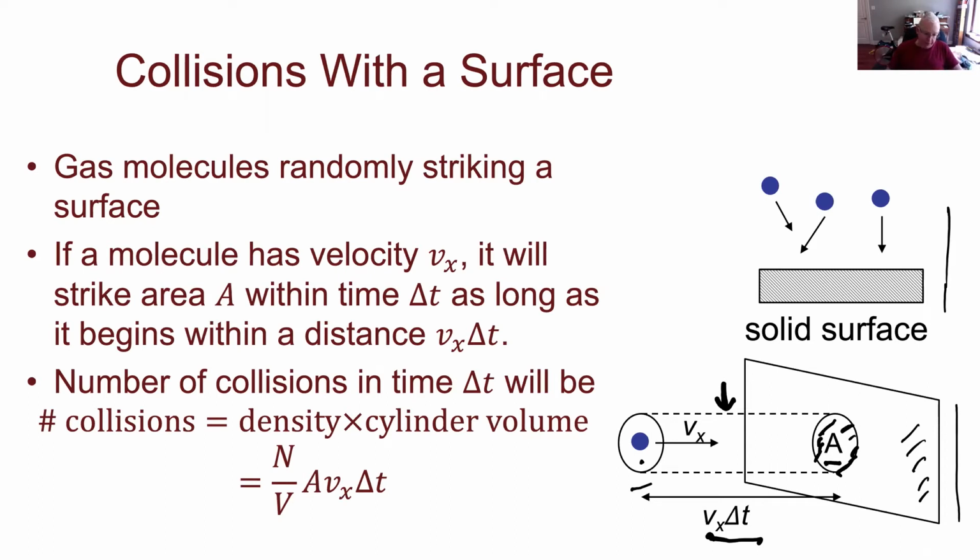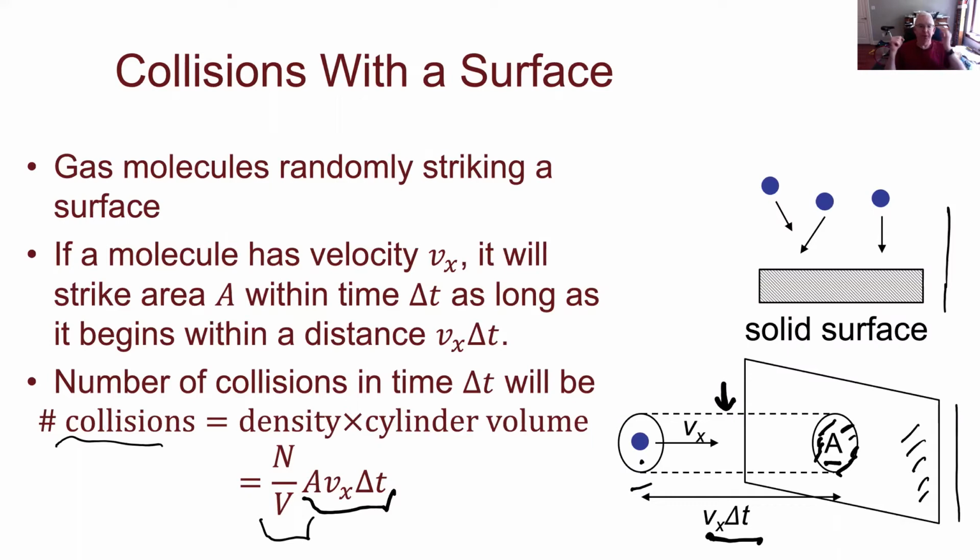Down at the bottom of the screen, I can say the number of collisions that should take place in time window delta t is going to be a function of n over v, which we might refer to as the number density of the gas. It's not the traditional mass density, it's the number of molecules per unit volume. If I take that number density and multiply it by the volume of my cylinder, all the molecules moving with vx that start inside that cylinder will reach the surface. So that gives how many molecules can hit the surface in that length of time, delta t.